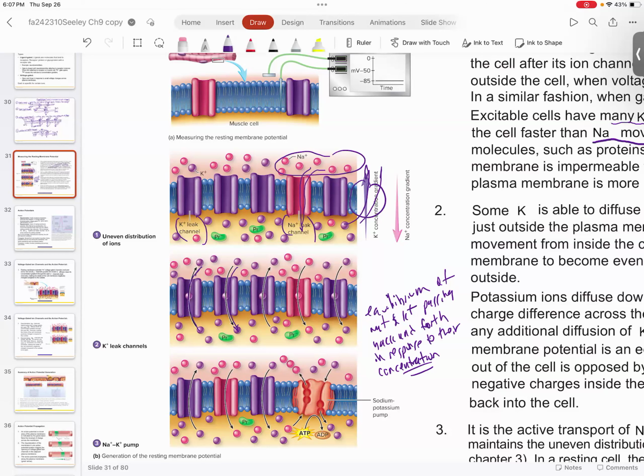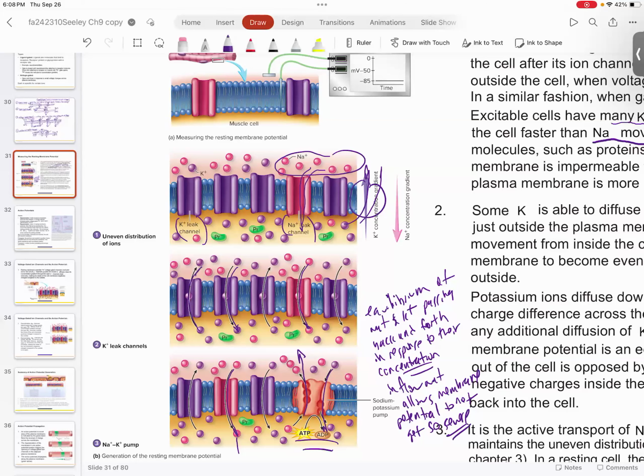And so with your leak channels, you add those to your powerful pump, which is preferentially putting sodium to the outside and potassium to the inside. And so that's basically what's happening here. So you essentially have sodiums coming in through leak channels. That's allowing the charge to not build up too positively. So the inflow of sodium allows your membrane potential to not get so severe.